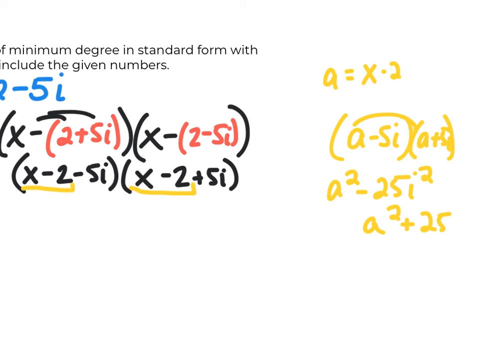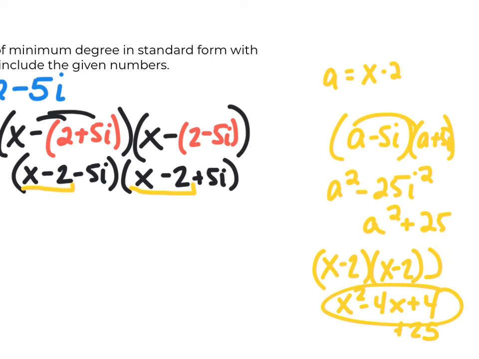So now all I have to do is figure out, okay, so what is my a squared? That would be x minus 2 times x minus 2, which would be x squared minus 4x plus 4. And then I have the plus 25 on the end, since I'm saying that this is a squared. So I would combine the 4 and the 25. So this is going to become x squared minus 4x plus 29.